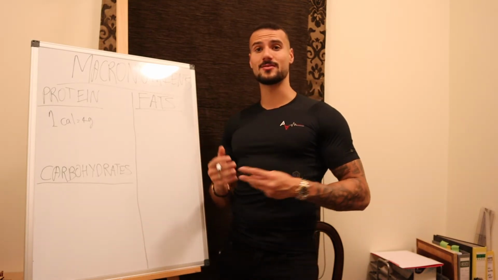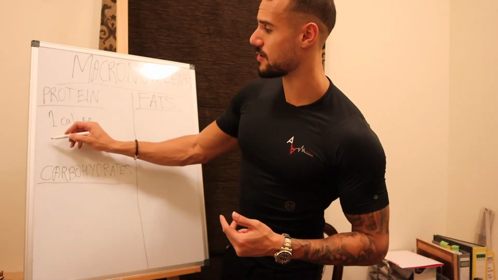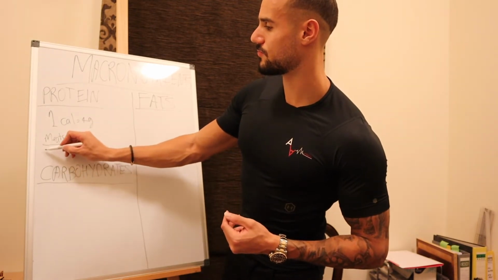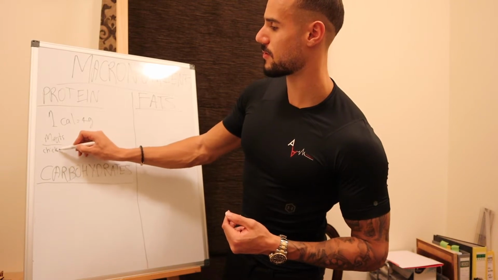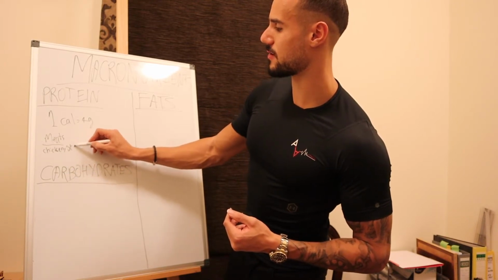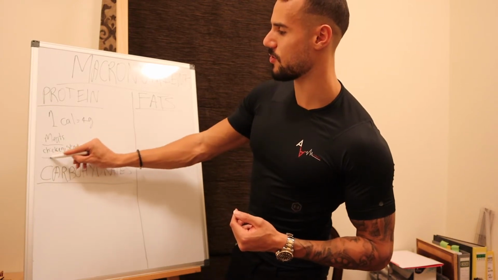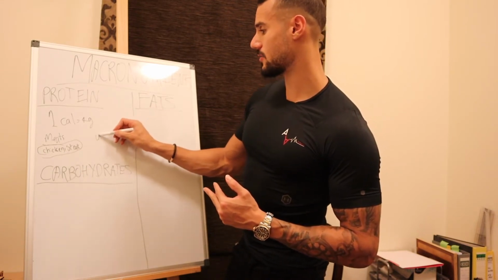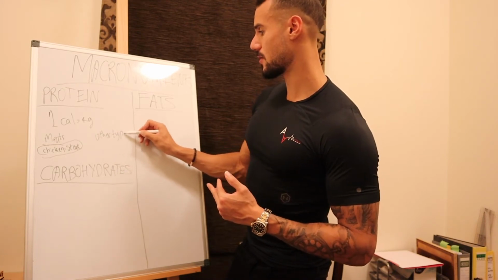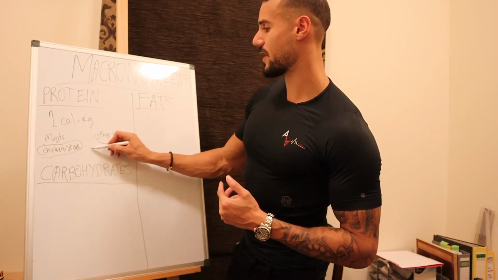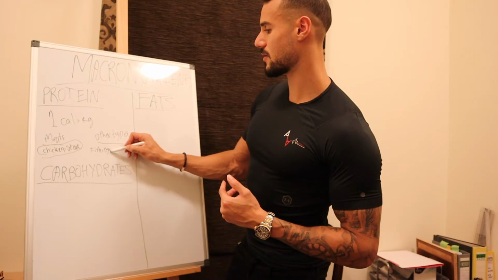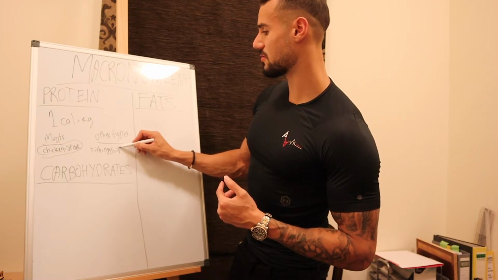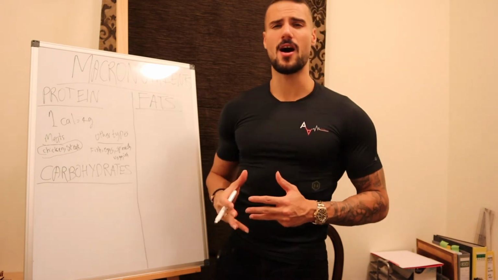So what are foods that are high in protein? It's all meats, such as fish, chicken, steak, this type of meat, and other sources of protein can be fish, eggs, sometimes like spinach. So these are the stuff that contain a high amount of protein.